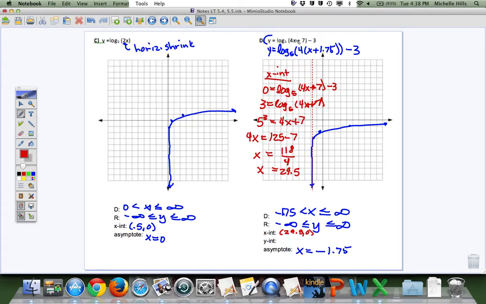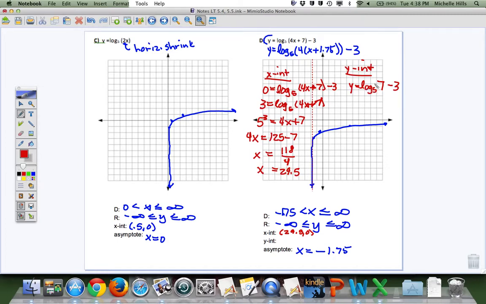My y-intercept is when x is 0. Somehow I did not calculate that one yet on my paper. So y-intercept is when x is 0. So y equals the base 5 log, well, 4 times 0 is 0, so of 7 minus 3. I don't want to add the 3 over here.